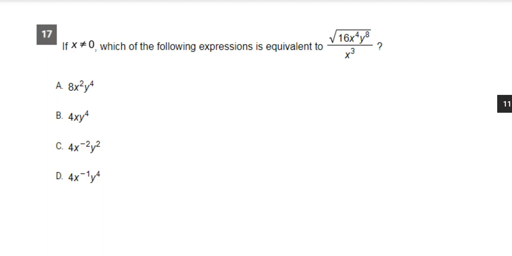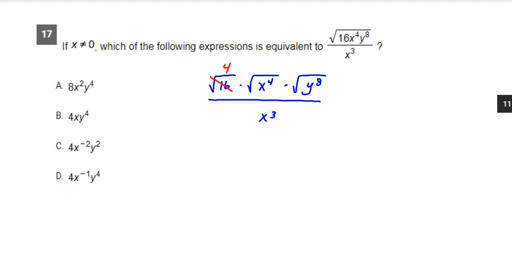So you can kind of break this up separately and say, well, what's the square root of 16 times the square root of x to the 4th times the square root of y to the 8th. In your mind, you can break it up separately like that, all over x to the 3rd. So, the square root of 16 is just 4. And the square root of x to the 4th, well, that's basically saying, what times itself equals x to the 4th? Well, x squared times x squared will give me x to the 4th. So this is really just x squared.